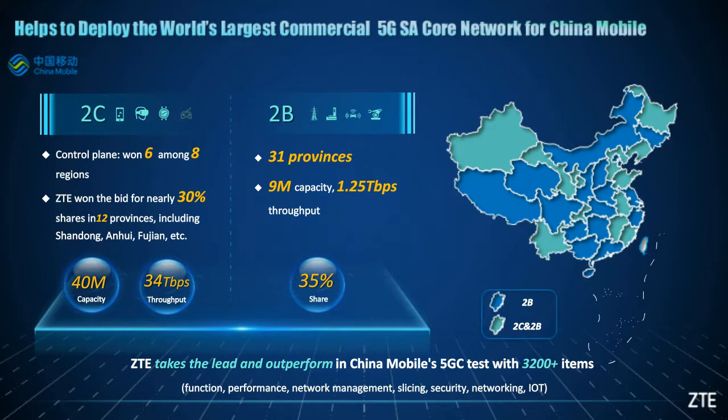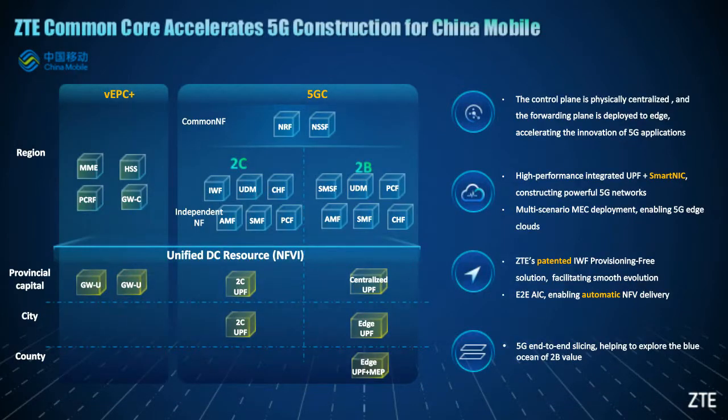I think this picture, let's come to the next one. The next picture shows more about the platform. On the left is the virtual EPC, for non-standalone. On the same cloud platform, we have a logically independent 5GC for retail consumers, for the eMBB scenario. And we also have a logically independent 5GC for the vertical industry, the 2B.